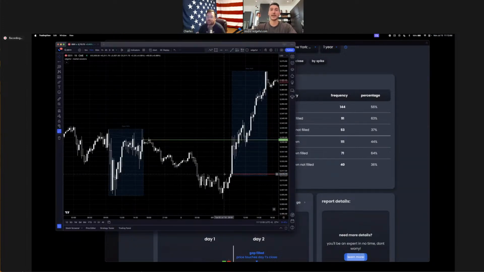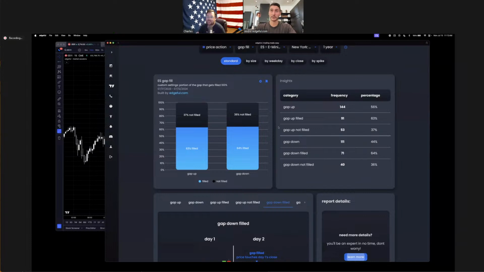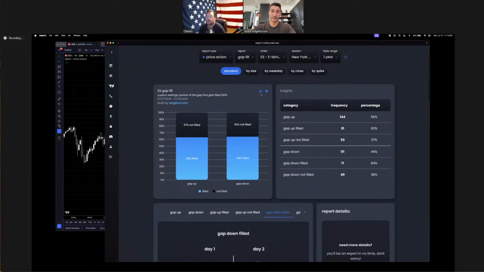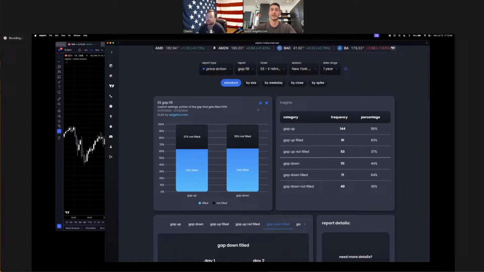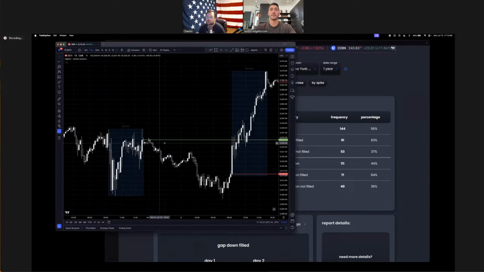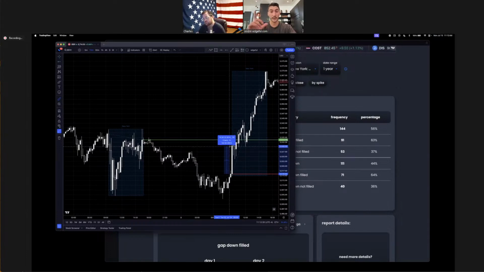Let's do it. We just released the customization of reports. So this little gear icon right here is something where you can change the inputs of the report to your liking. I'm going to explain what this does. This is honestly a little bit insane. So you can see here, gaps up have filled 63% of the time, gaps down have filled 64% of the time in the last year. Now, the way that that is measured is if price comes all the way up to touch the previous day's close. If it goes 80%, that does not count as a gap fill, right? Because it has to touch previous day's close. So this is only measuring if the entire gap is filled.